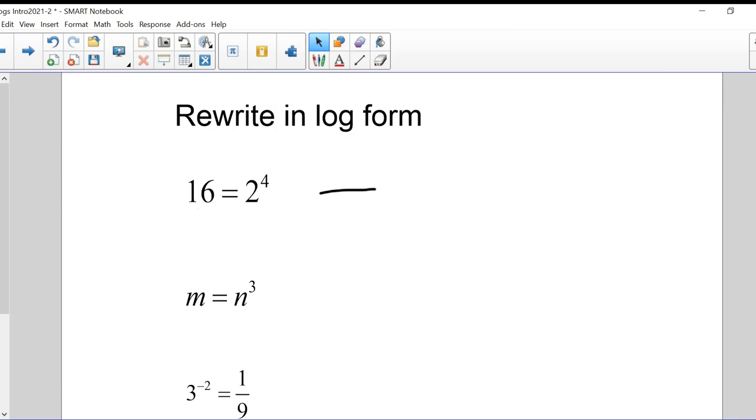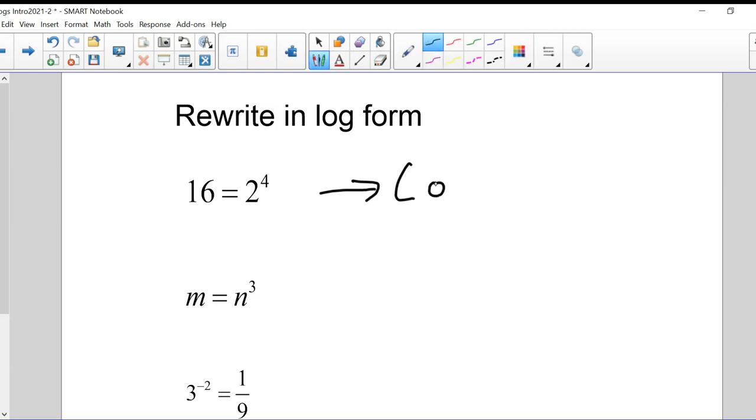So here's what this means in logarithmic terms. It means that the log base 2 of 16 is equal to 4. That is the log form, right? Again, I'm using the base, which is 2, as the base of the log. The exponent is what I'm going to make it equal to, because any log I'm taking is basically going to give me an exponent. So log base 2 of 16 is equal to 4.